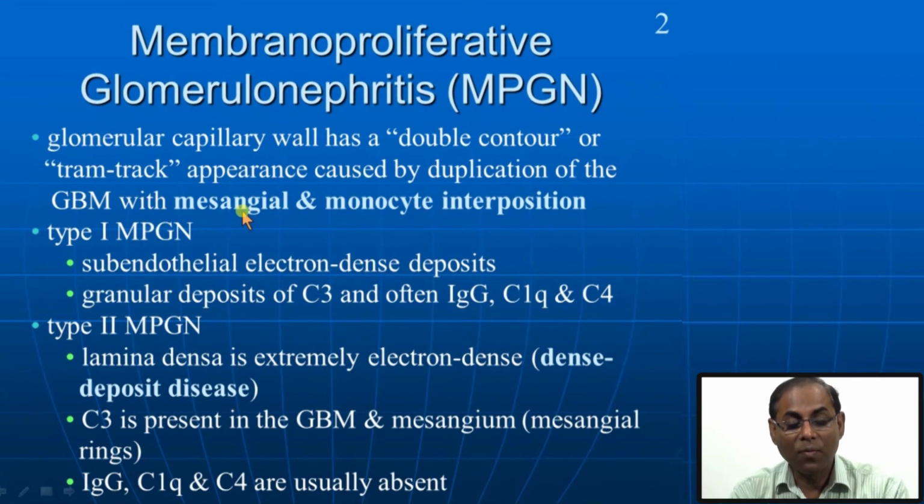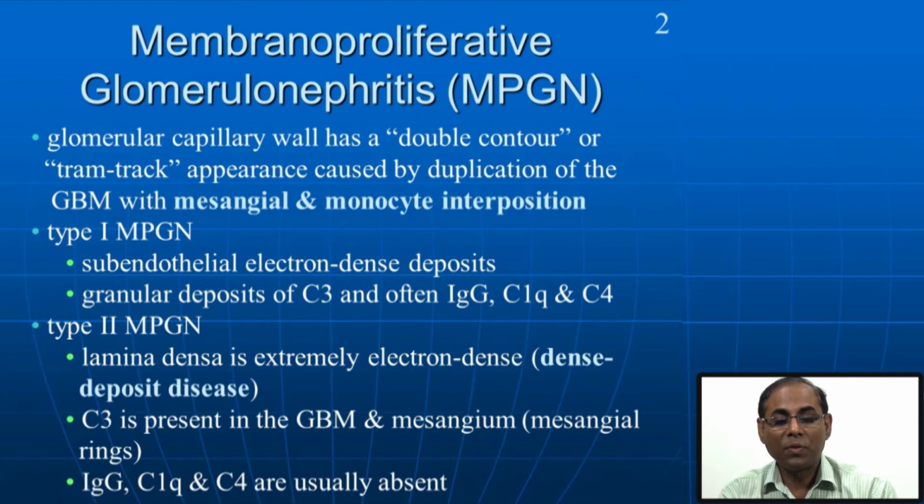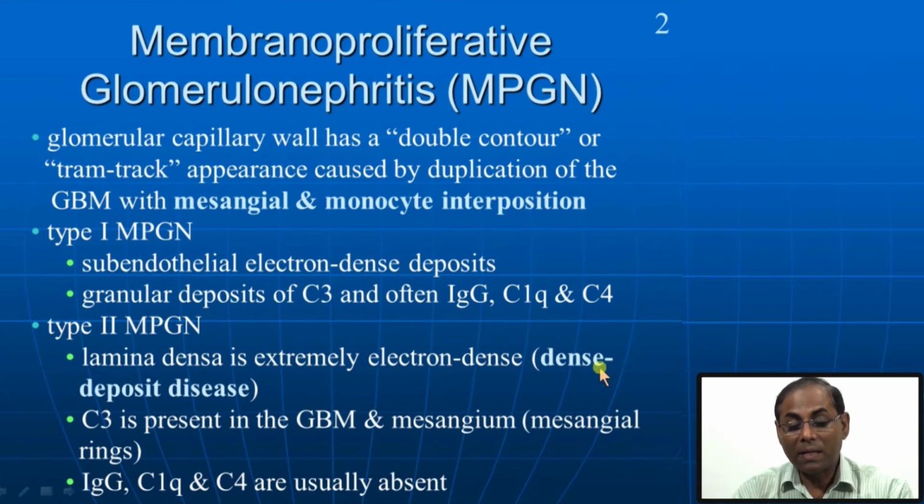In type 1, subendothelial electron-dense deposits can be seen under electron microscopy, and on immunofluorescence we can see deposits of C3, often associated with immune complexes like IgG. There may be C1q and C4 also, which means both complement pathways are activated along with immune complex deposits. Nowadays, after immunofluorescence microscopy, we classify MPGN as immune complex-mediated MPGN or complement-mediated MPGN. In the other category, which typically presents as type 2 MPGN, the lamina densa is extremely electron dense.